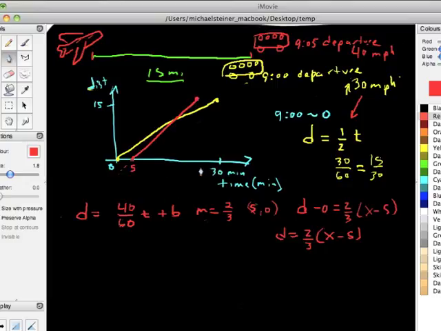So the line's going to look just like this, and we're going to stop when we get to 15. We're interested in a lot of things. What time does the red bus reach its destination, and at what time and distance do the buses cross? So let's answer this question first. Here is the equation of our line right here, and we really want to know when the distance is equal to 15. So we're going to take 15 for distance, so that it's equal to 2/3 times t minus 5. You might see why I left this in this form.